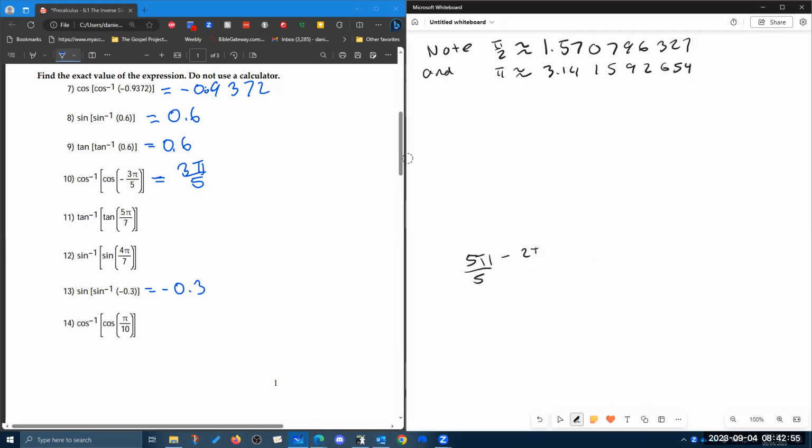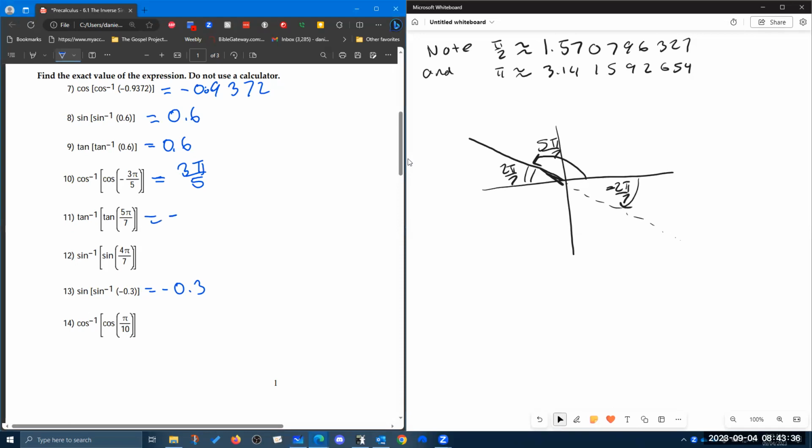So let's go ahead and draw our picture for the next one, that we have tangent of 5 pi over 7. So that is closer to pi. It's past pi over 2. So 5 pi over 7 is here. Our reference angle here is 2 pi over 7, but we're not allowed to return a value of arctangent in quadrant 2. That negative tangent value needs to be down here in quadrant 4 with the same reference angle. So it needs to be -2 pi over 7.